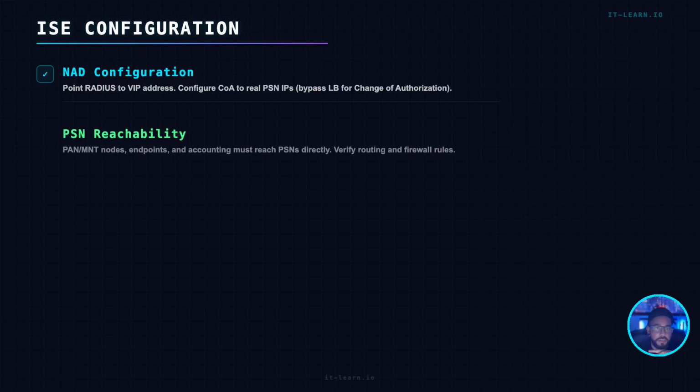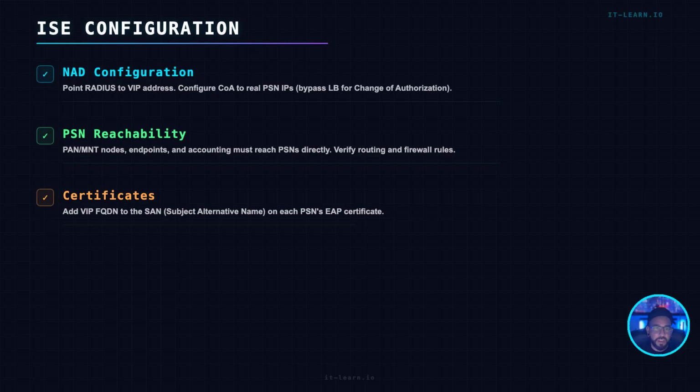PSN direct reachability. This is critical. Every PSN must be directly reachable from three places: the administration node and the monitoring nodes for administration and logging as well; endpoints for web redirects, central web authentication, and posture assessment; and accounting messages from network devices must reach the PSNs directly, not through NAT.